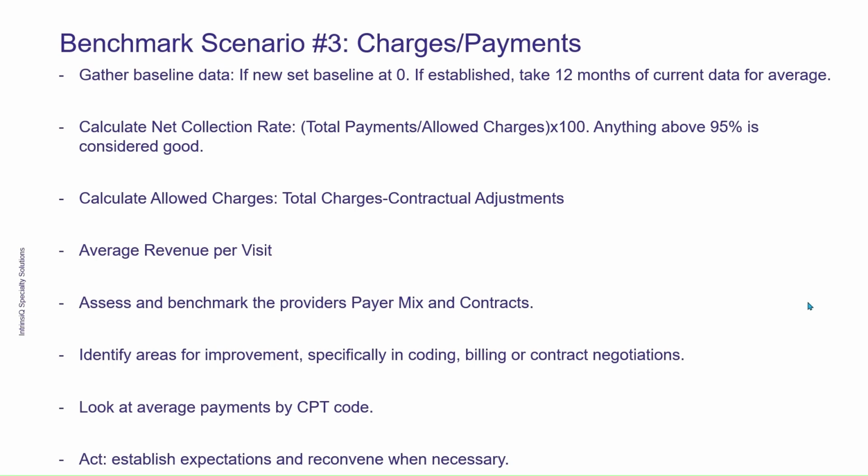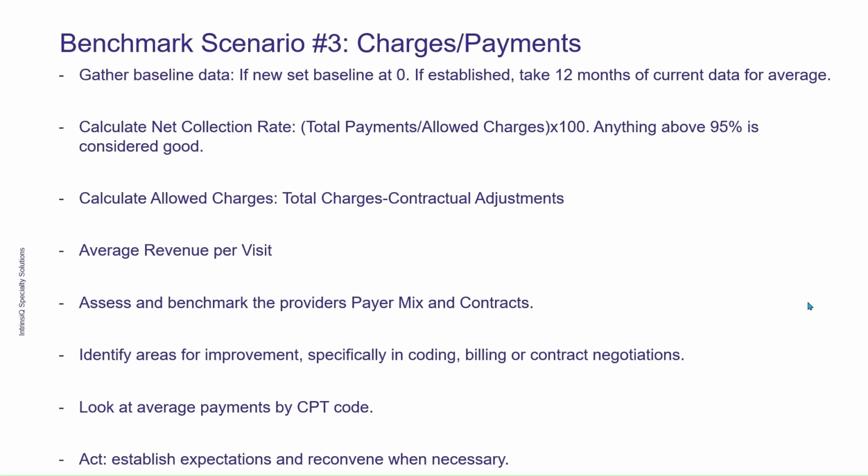You can also calculate allowed charges. So that's going to be your total charges minus your contractual adjustments. So just keep in mind that when you're looking at those, to factor in those contractual adjustments. It's going to help to keep those totals in line with what you would expect to see for each one of your providers. You can track average revenue per visit, which is also going to be helpful when it comes to your payments and knowing exactly what you're bringing in per visit for each provider.